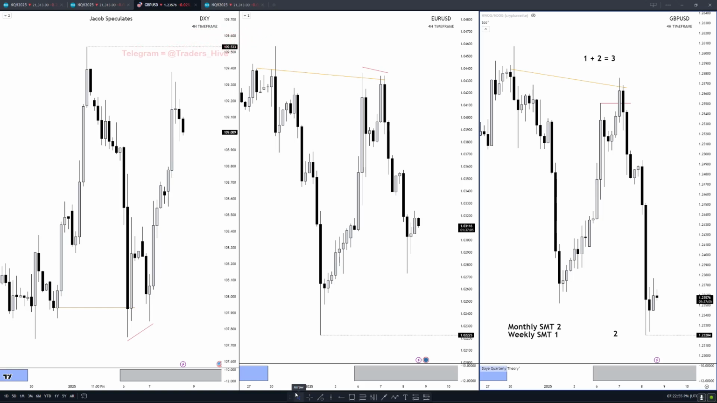Is SMT skip sequence considered true reversal as well? Yes, as long as there are two stages, you can consider that a true reversal.